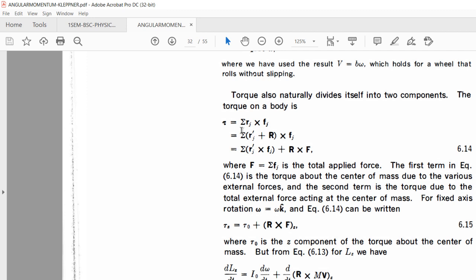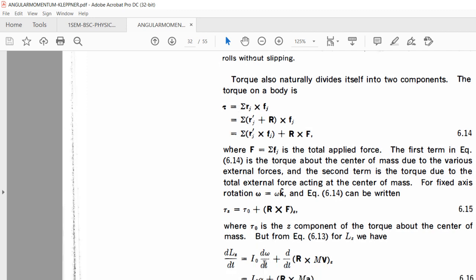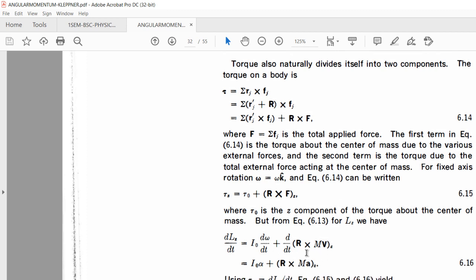So accordingly, if we differentiate, we know that dL/dt is equal to tau. So use that type of expression. Instead of tau, you write dL/dt. So tau is equal to dL/dt, that is equal to I0 d omega/dt plus d/dt of r cross mv. So that is I0 alpha plus r cross ma.